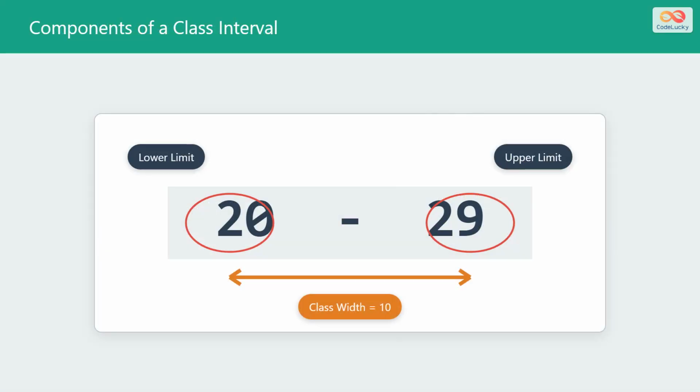These groups are called class intervals. Each interval has a lower limit, the smallest number in the group, and an upper limit, the largest. The distance between the lower limits of consecutive classes is called the class width. Consistent width makes the data easier to compare.